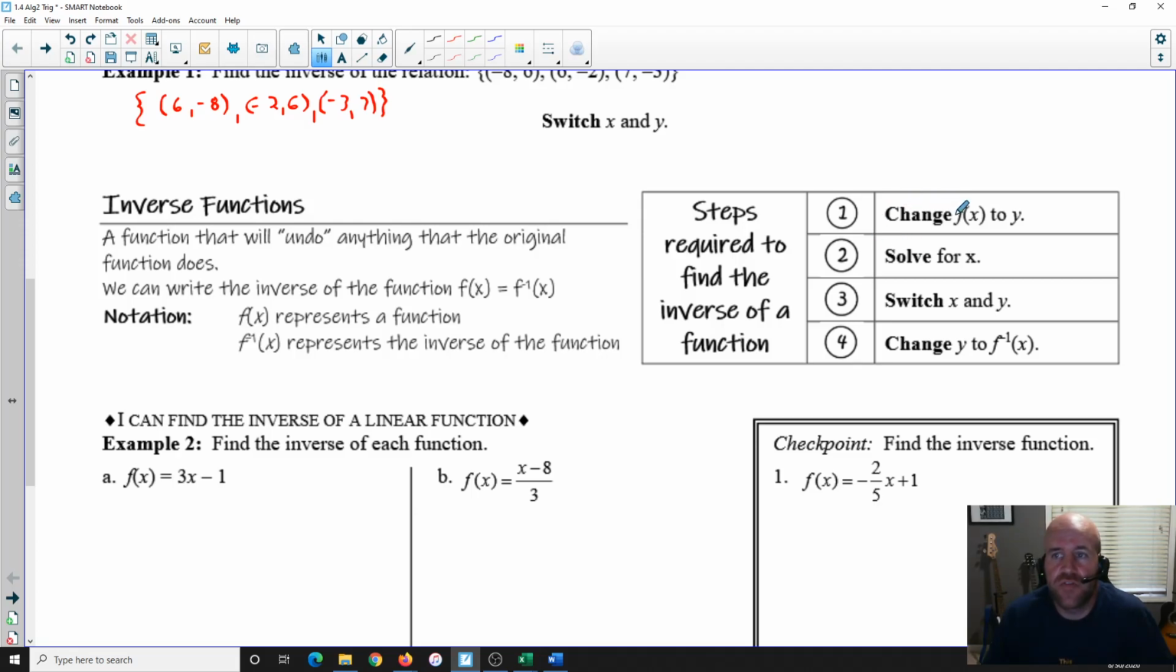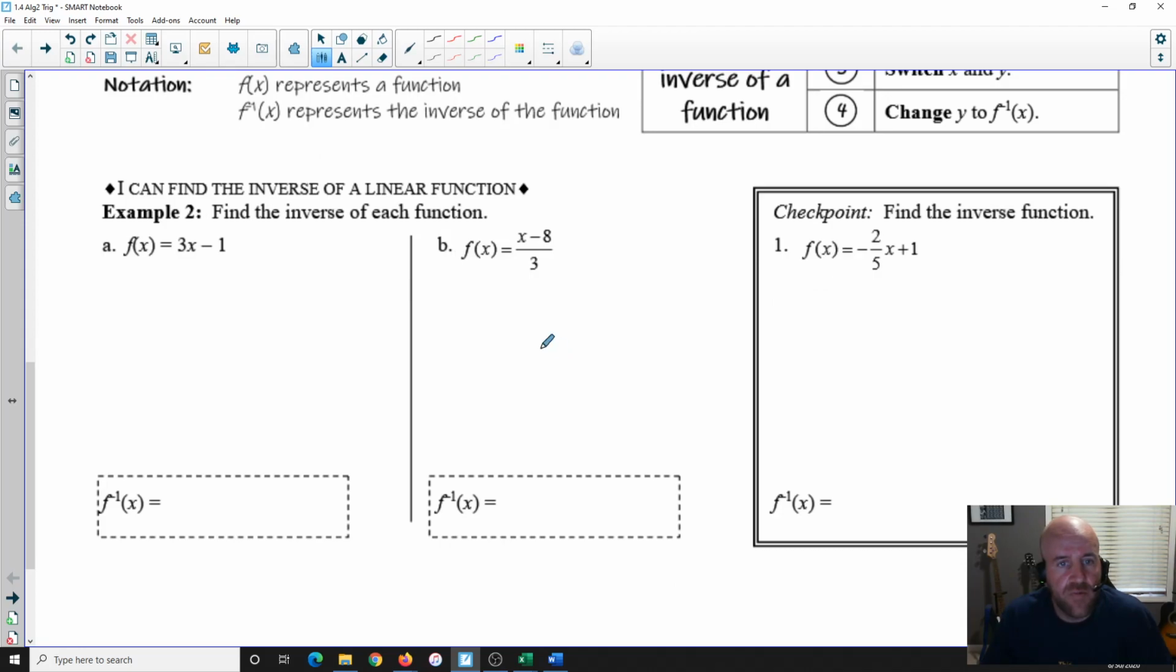Step 1 is to just think about that f of x being a y. You can physically write it down on the paper or just think about it in your head. Second step is to solve for x. Third step is to then switch the x's and the y's only, not anything that's attached to them. You just take the x and the y and change them. And then the last thing is we write it in inverse function notation with that negative 1 power.